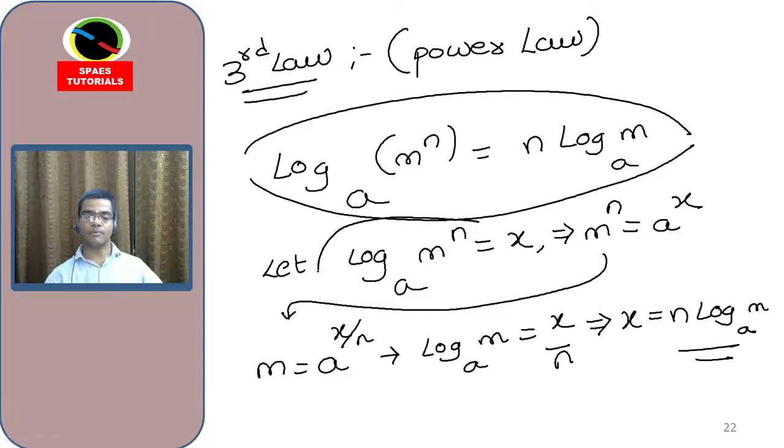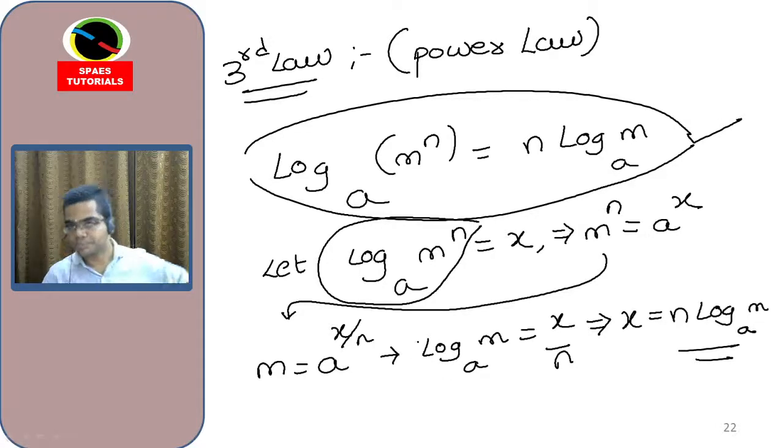See, from this conclusion, this is what we thought of as x, and we got it as n log m base a. So these three laws are really very important: addition law, subtraction law, and power law. Addition law means when two logarithms are added, log m base a plus log n base a becomes log mn base a. Subtraction: log m base a minus log n base a becomes log m by n base a. And the third law: log m power n base a is equal to n log m base a.